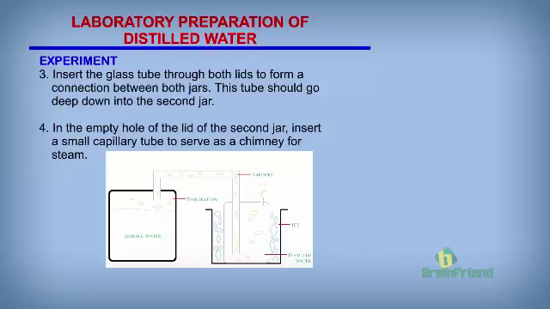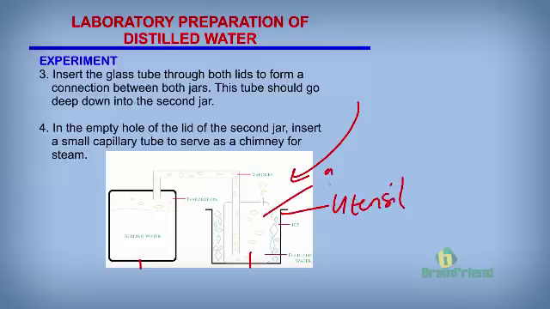But the next thing we do is insert the glass tube through both lids to form a connection between the glass jars. We have an image here, a diagram representing what we are talking about. So this is the first glass jar, this is the second glass jar, and here is an utensil holding the glass jar, with ice. In the empty hole of the lid of the second jar, insert a small capillary tube.